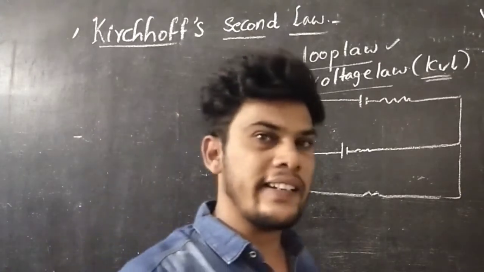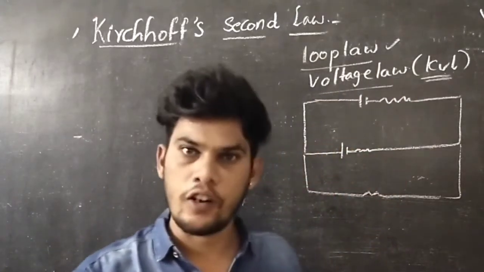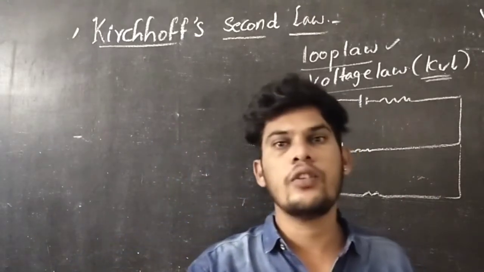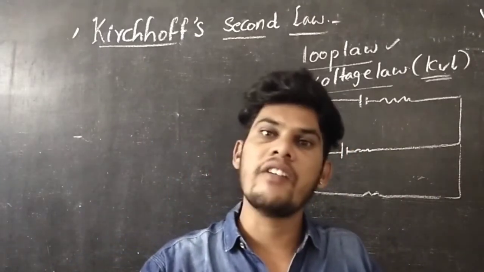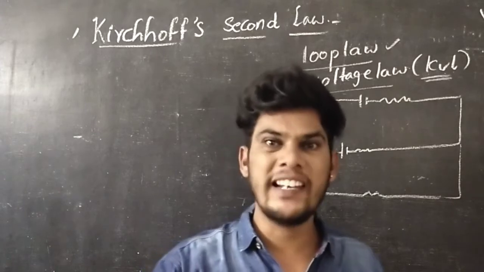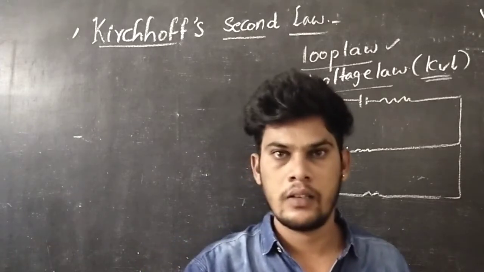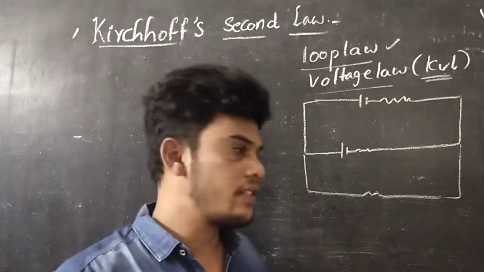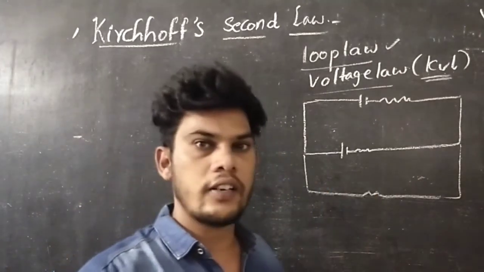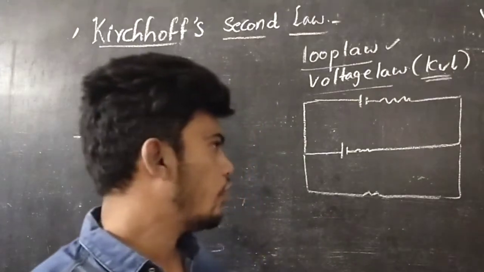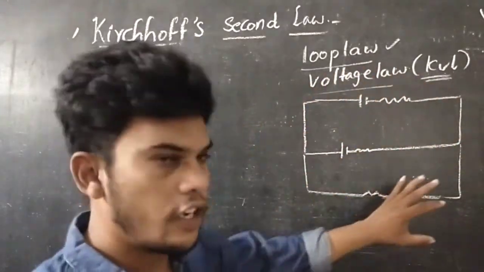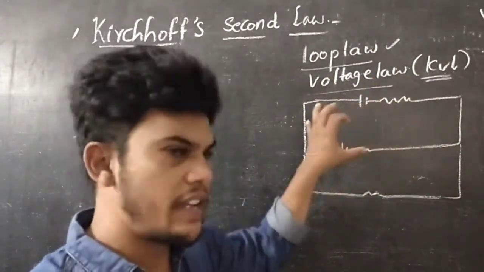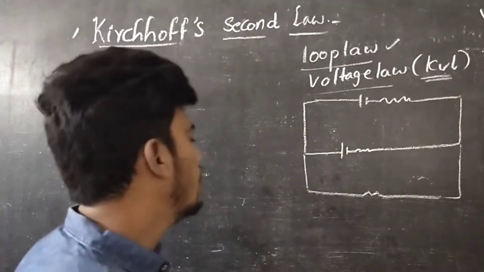To understand Kirchhoff's voltage law or loop law, we must know about the sign conventions that are applicable to Kirchhoff's law. For better understanding of sign convention, here I drew a circuit or loop. So it is a loop or circuit or mesh. You can call it a loop.